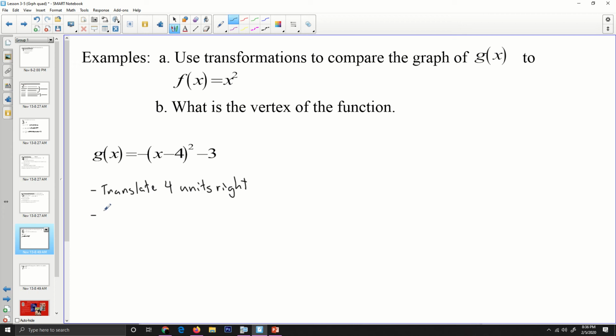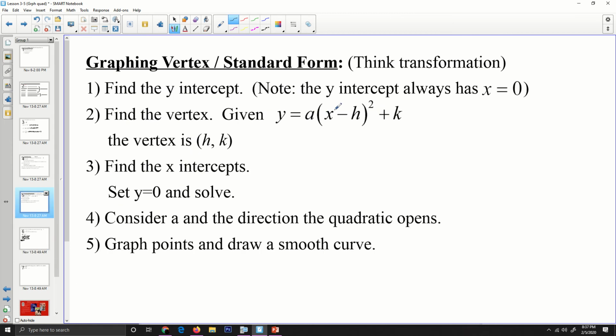When I make the function negative, that's a reflection in the x-axis, and then I have a -3 there. That's going to be a translate 3 units down. All right, and so what is the vertex of the function for part B? The vertex of this function is going to be at 4, -3, because remember, if we look back here, it's x minus h to be k, and then the vertex is positive h, positive k, so we need that.